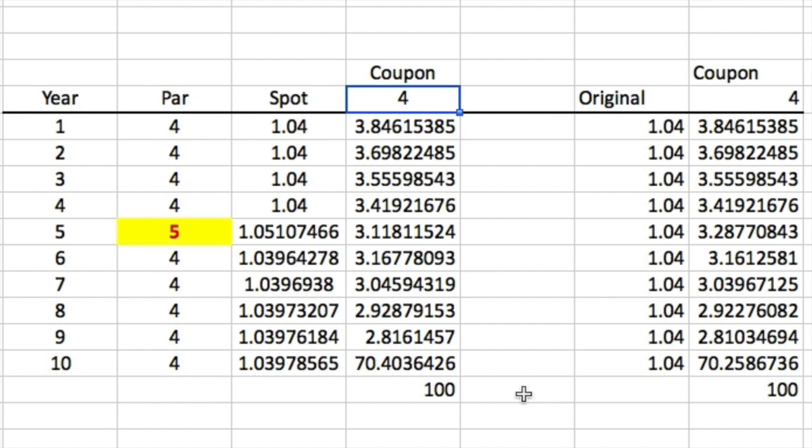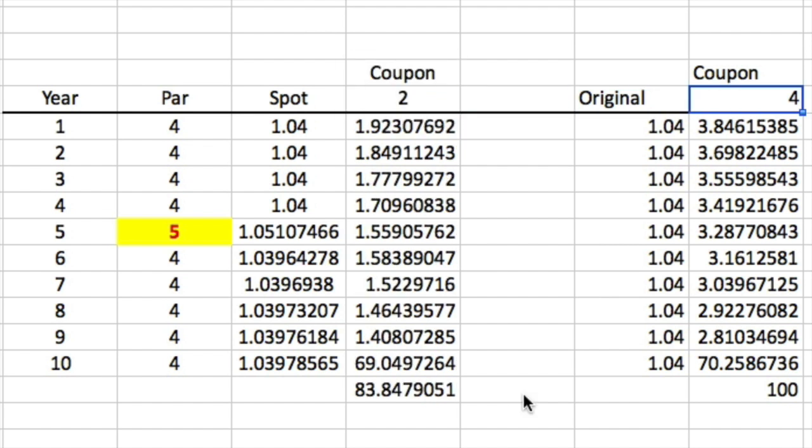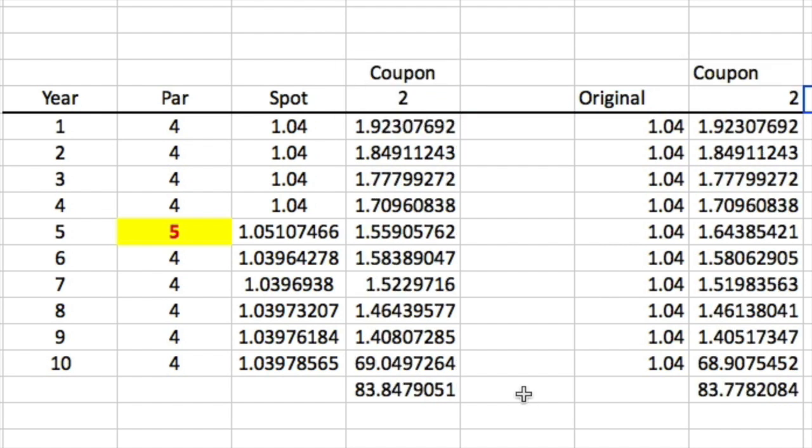Now, let's change the coupon to 2%. I'll change this one to 2 and this one to 2. So if I look at the original situation on the coupon here, what is the price? 83.778. Now I change the 5-year. Again, this is the change. What do we get? 83.84. These are not the same any longer. 83.778 to 83.84.